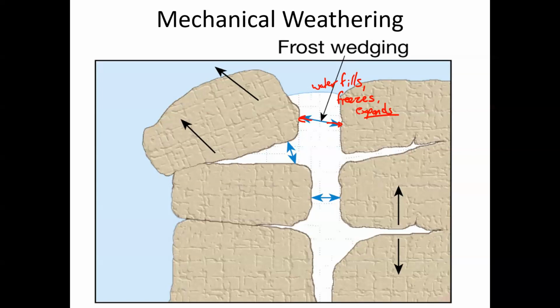So that's a major part of mechanical weathering in places that are seasonally cold enough for water to freeze. Not going to matter so much in most of the tropics, but in temperate zones like Tennessee, like most of the US, frost wedging is a key component of mechanical weathering.